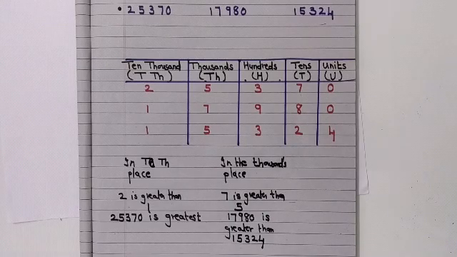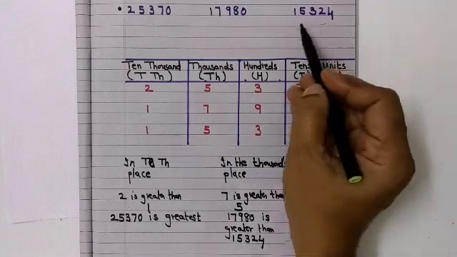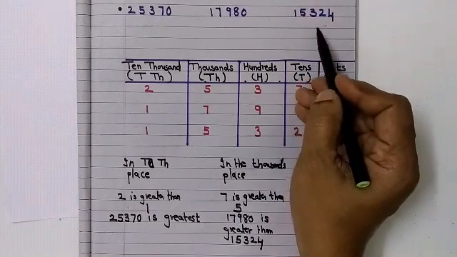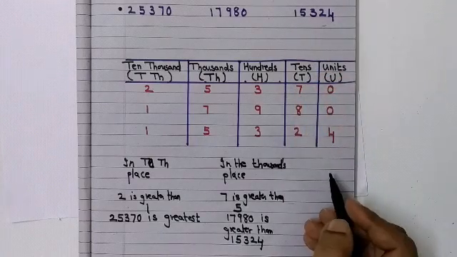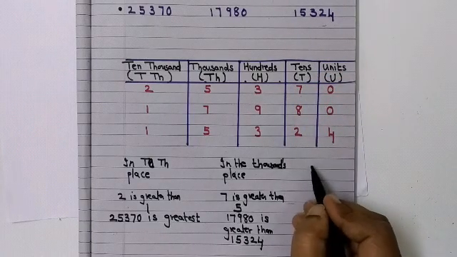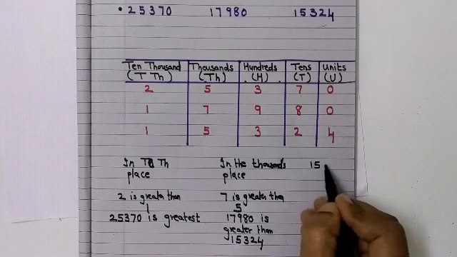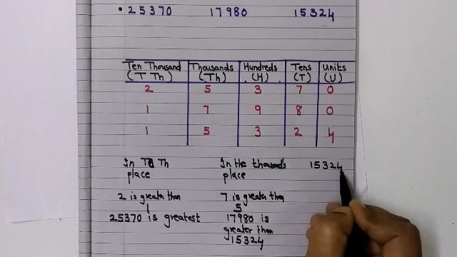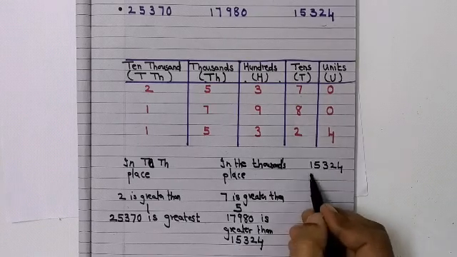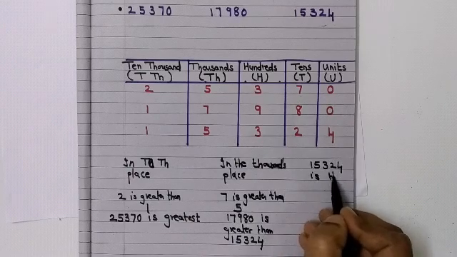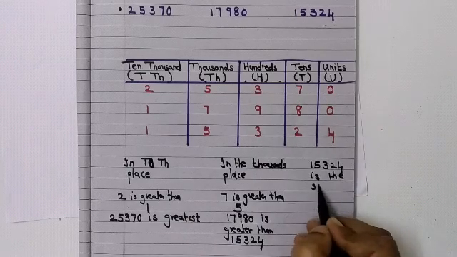And finally I have this last number, 15324. So that is my smallest number. 15324 is the smallest.